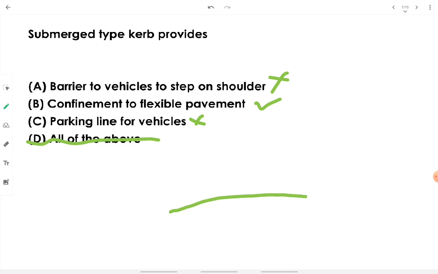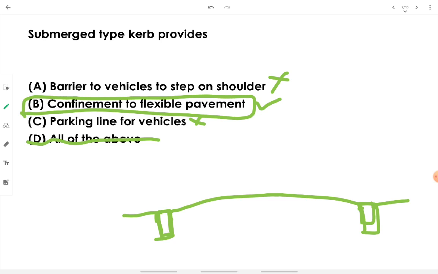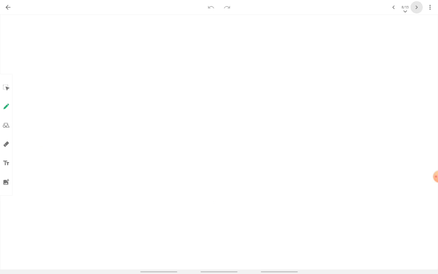For example, this is the pavement we are talking about, which is having a submerged type curve. Then it will be submerged inside, or along the edges of, the pavement. It won't be seen directly protruding over the surface or elevating over the surface. It does provide confinement to flexible pavement. It acts as a border, a kind of margin, for the flexible pavement. Submerged type curve provides confinement to flexible pavement.